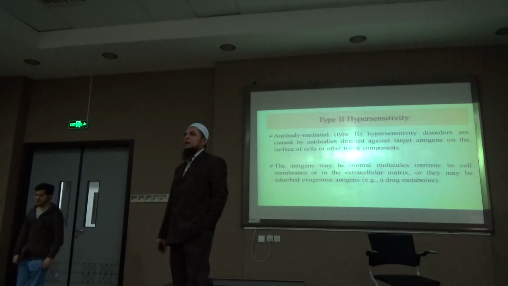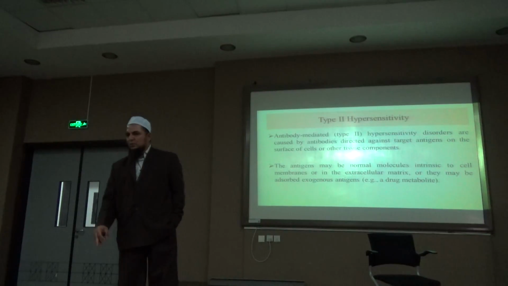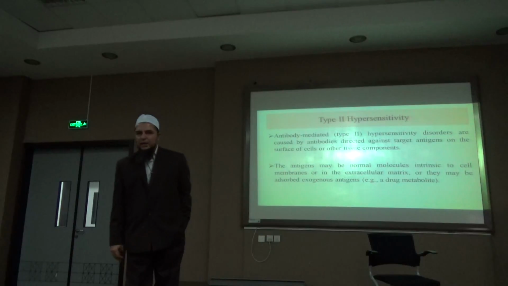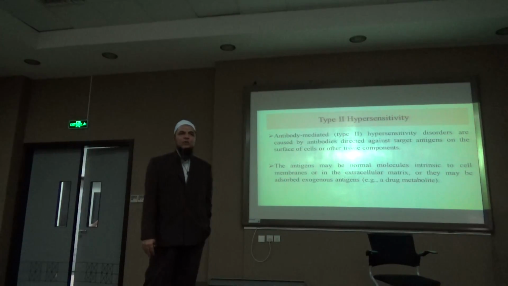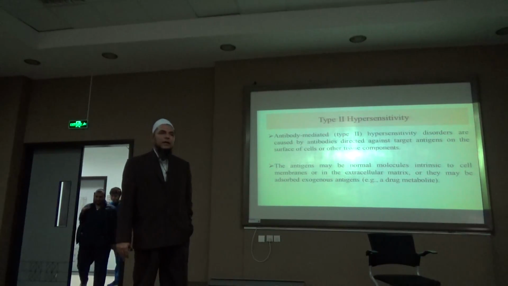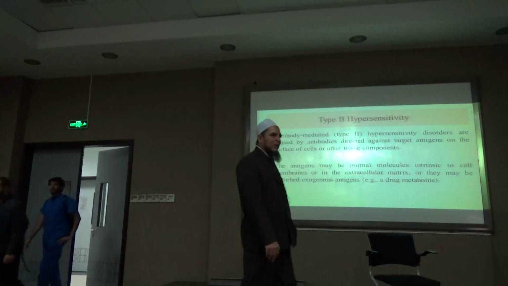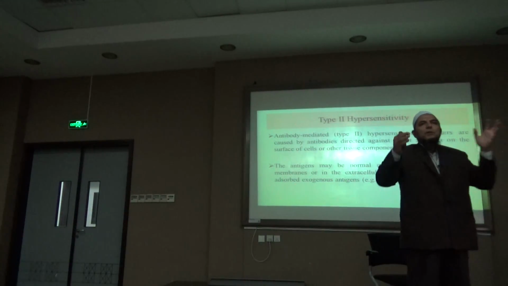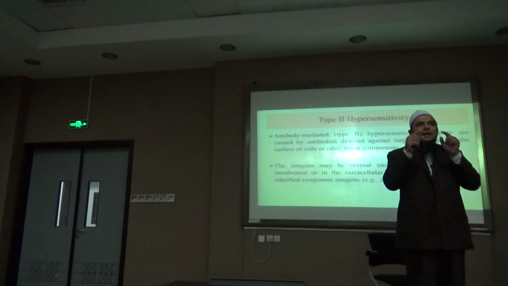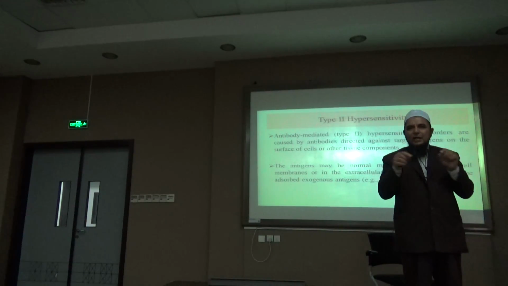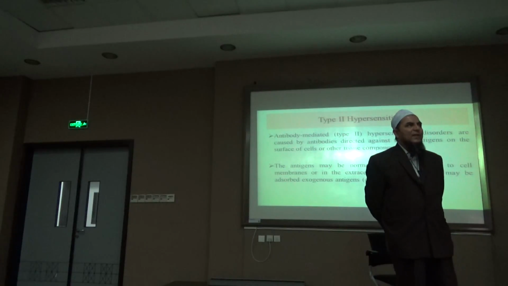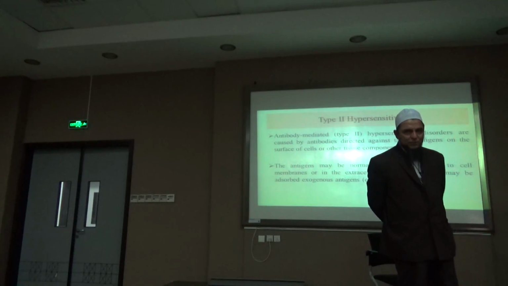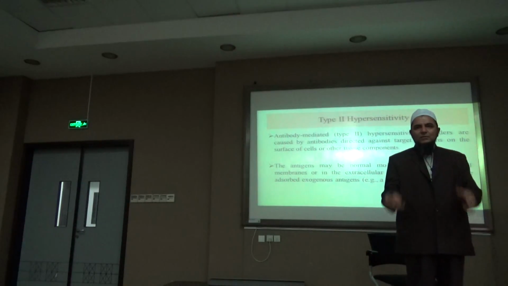For example, RBC, what is your blood group? A. What antigen is on your RBC? A. And what antibody do you have? Okay? So sometimes the antigens are present on the RBCs, but they don't create any problem. Our body doesn't create any problem to these antigens. We don't kill our own blood.